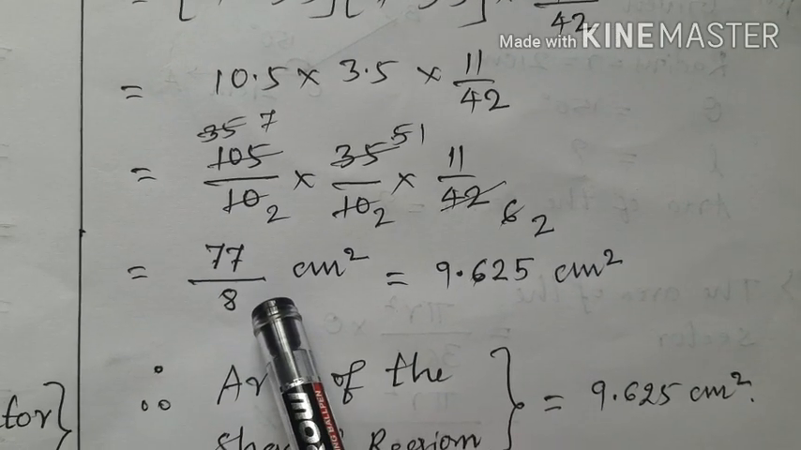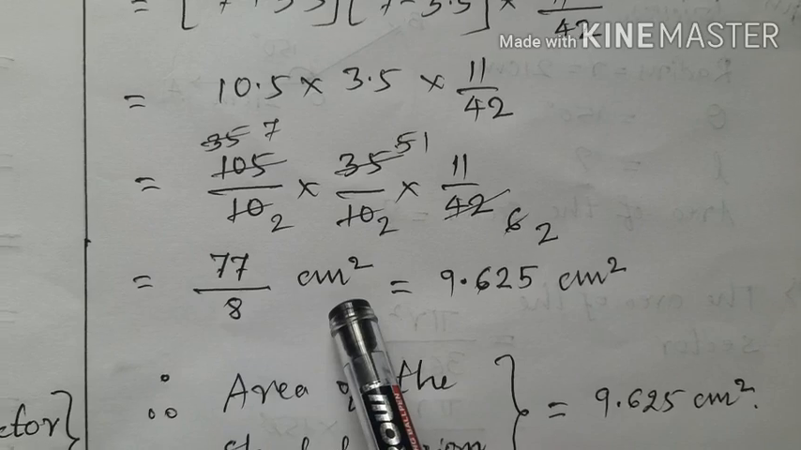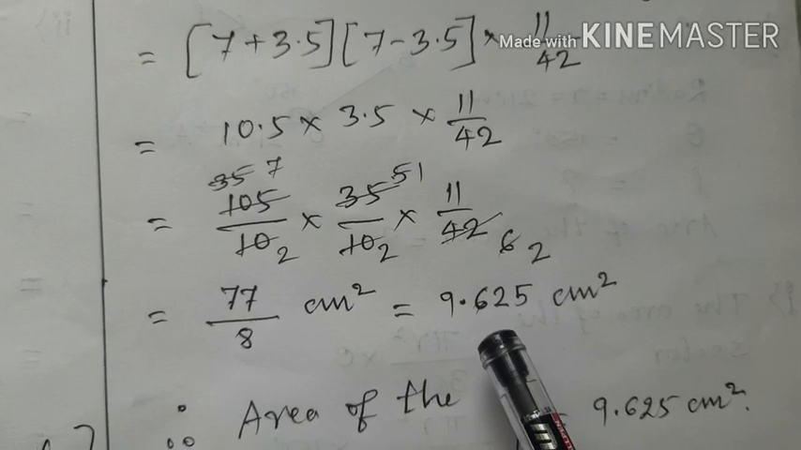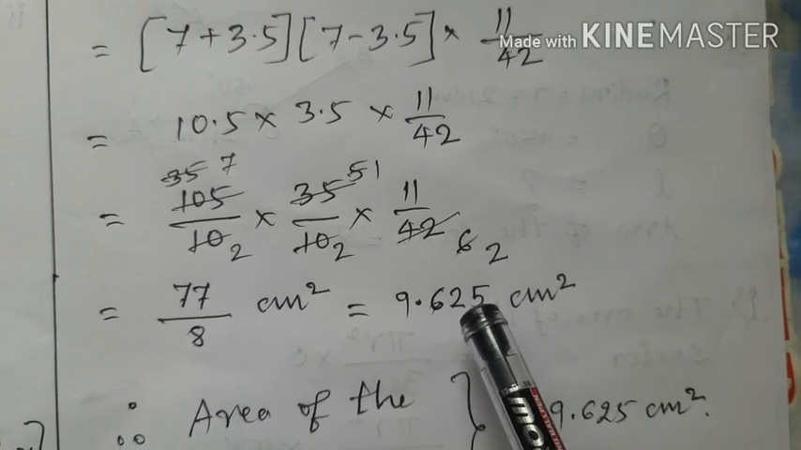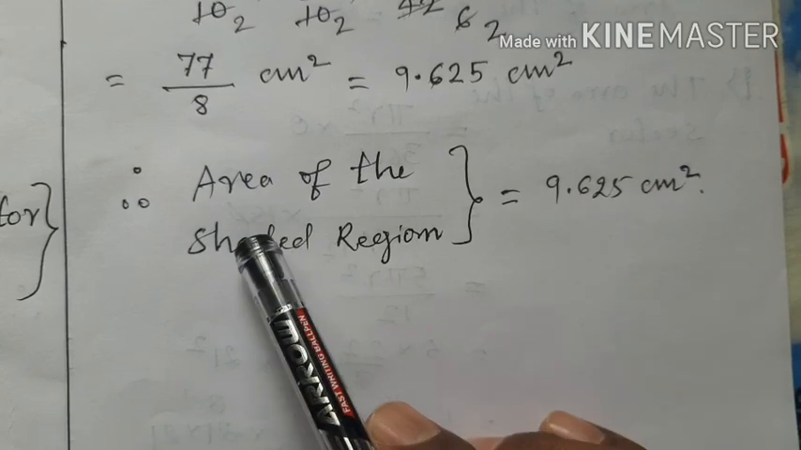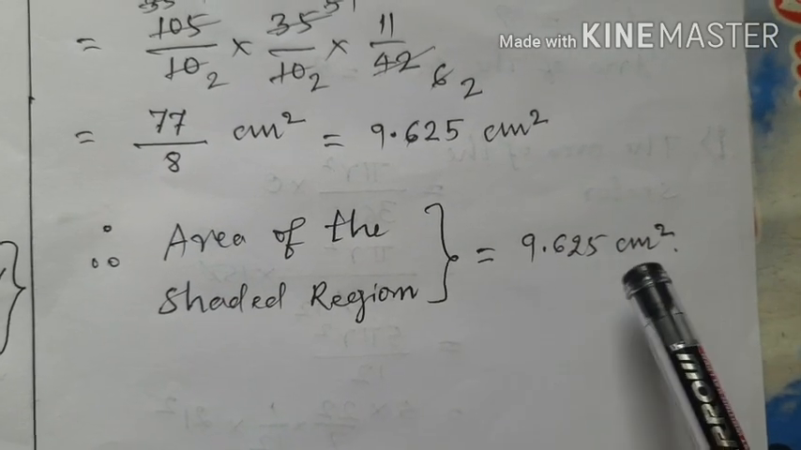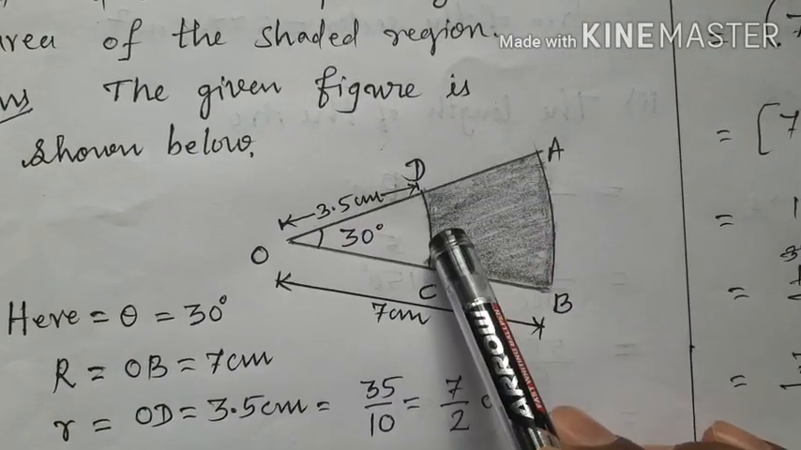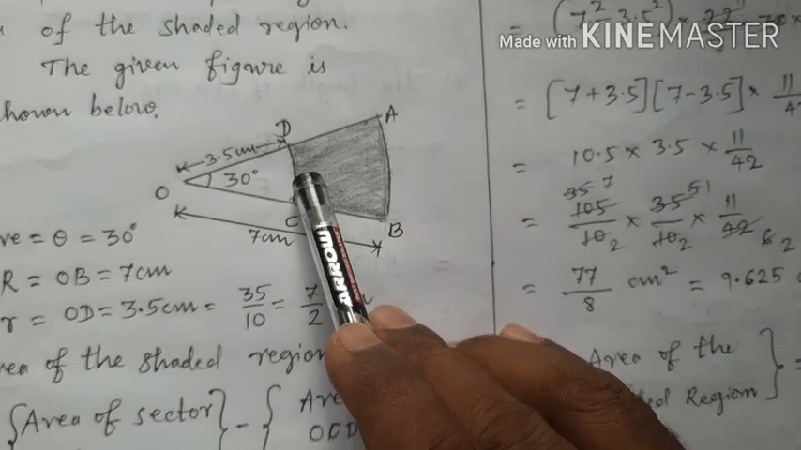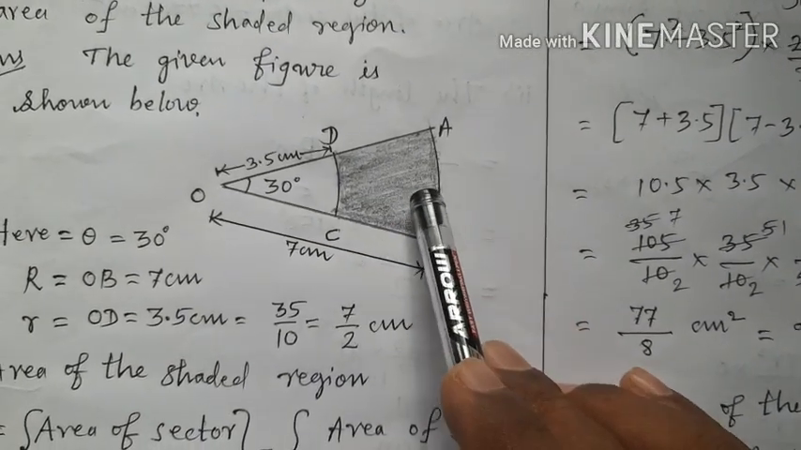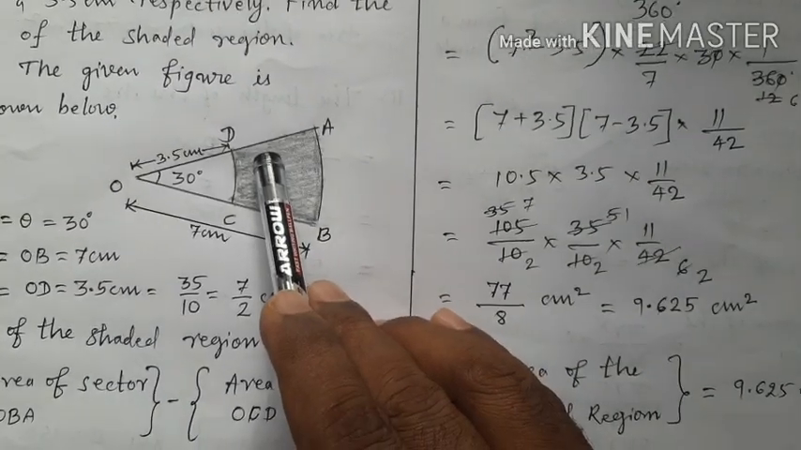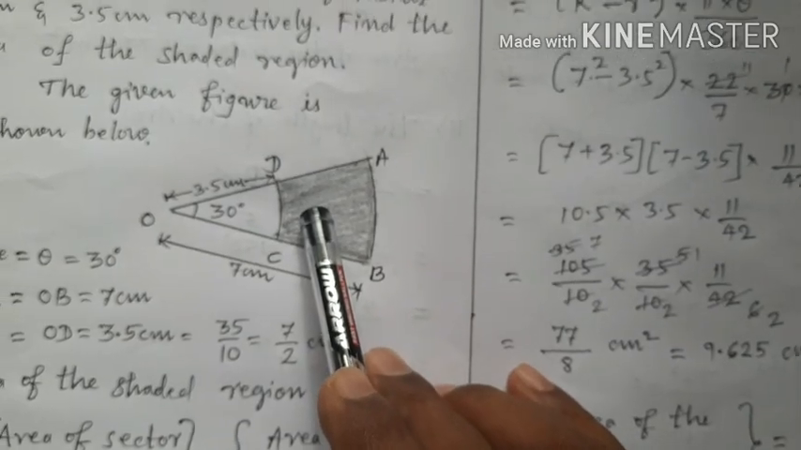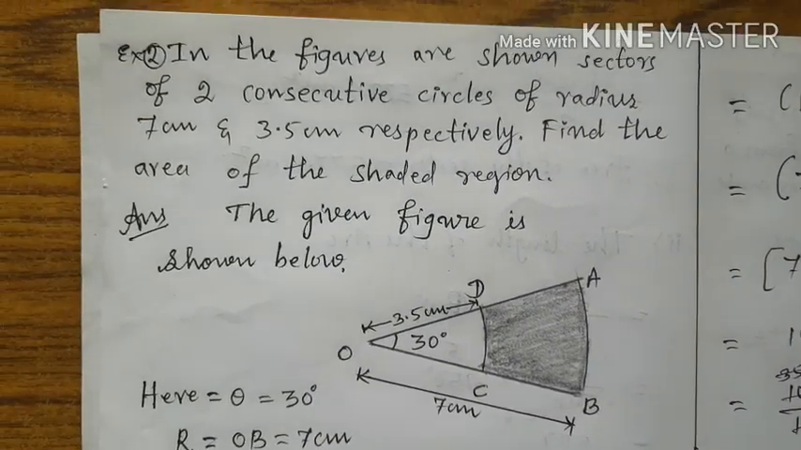Therefore 77 upon 8 centimeter square is the area of this shaded region. But you can write it in decimal expansion as 9.625 centimeter square. Therefore, area of the shaded region is 9.625 centimeter square. Okay, the area of the shaded region is 9.625 centimeter square, means we can place 9.625 one centimeter squares inside this shaded region. Hope you understood this question.